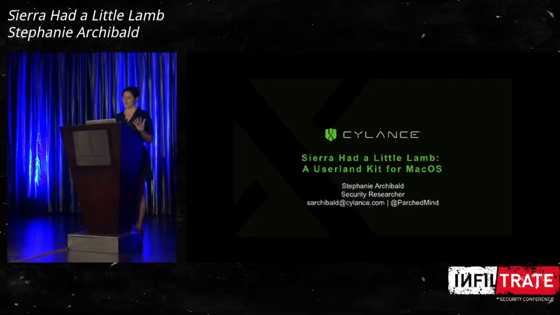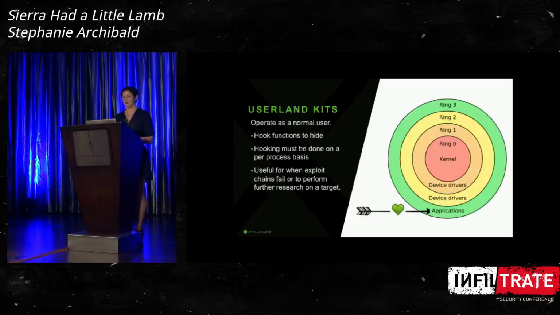I'm a security researcher for Cylance, and I want to talk to you about system code I put together for OS X. So basically, a userland kit is like a rootkit, except that it operates as a normal user. So you still hook functions to hide. The only real difference is that hooking has to be done on a per process basis. With a rootkit, if you hook one syscall, you've kind of hooked it for all processes on your system, yeah?